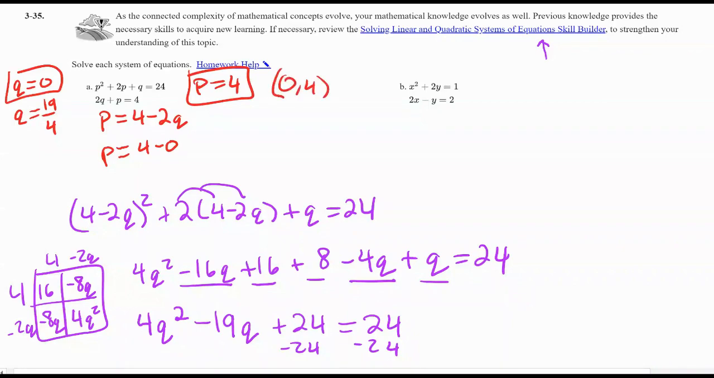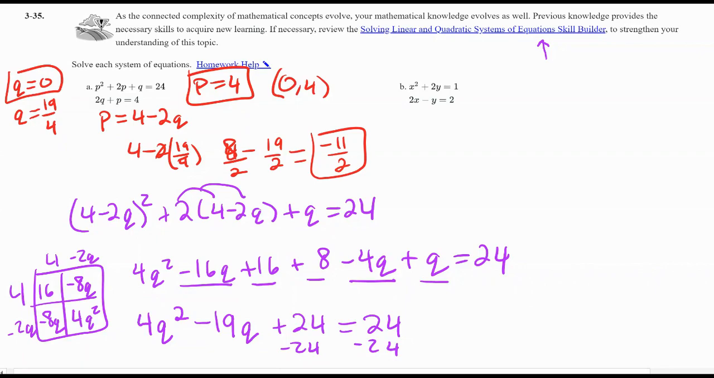And when Q is 19 over 4, I have to actually plug that in. 2 times 19 over 4, which these cancel, gives me 4 minus 19 over 2. And this is really 8 over 2. So I get my final P value of negative 11 halves. So my first solution is (P, Q) equals 4, 0, and then it's negative 11 over 2, comma, 19 over 4.